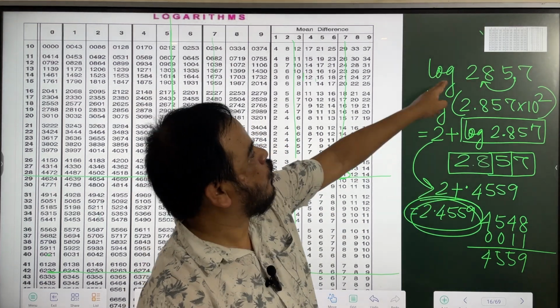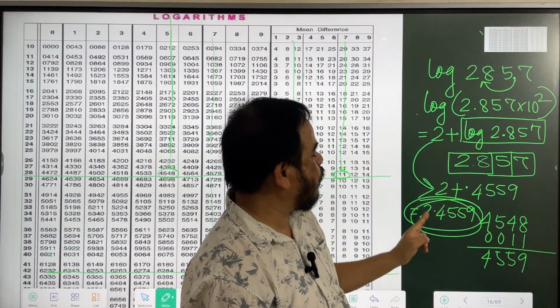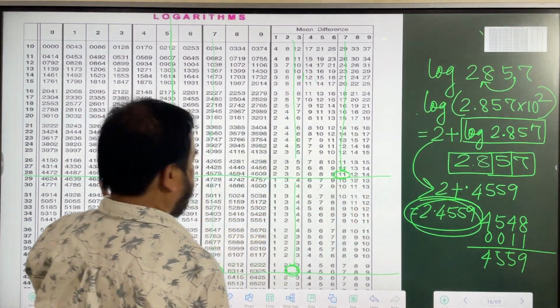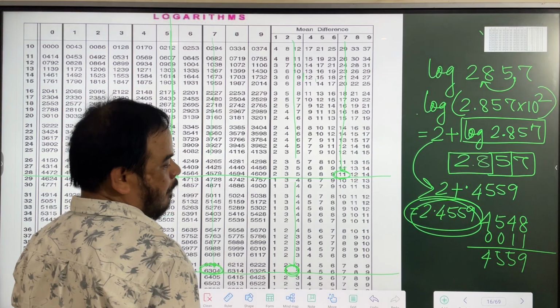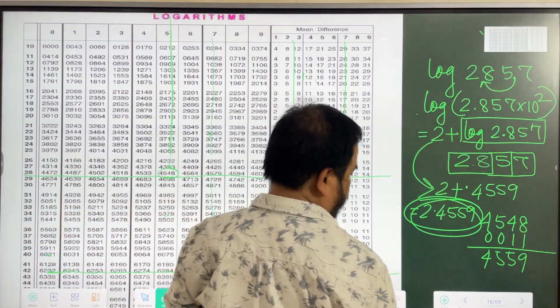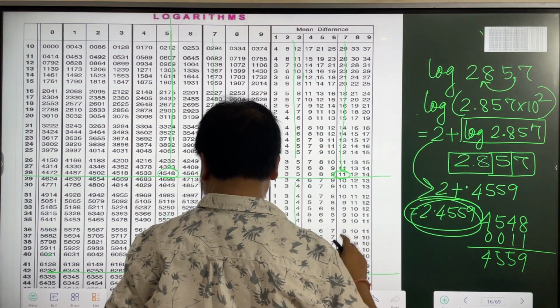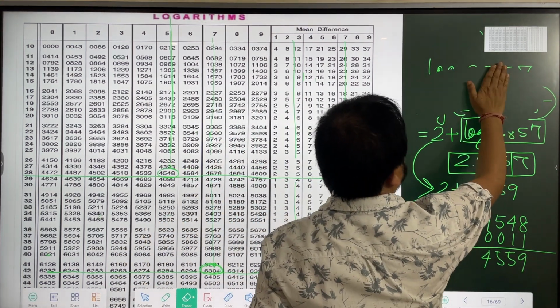What is the value of log 285.7? 2.4559 with the help of log table. I will show you one more example, then I will proceed for next. Please pause the video and learn it properly and note it down.